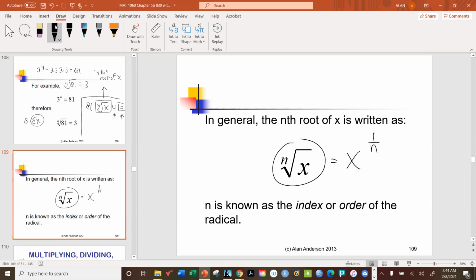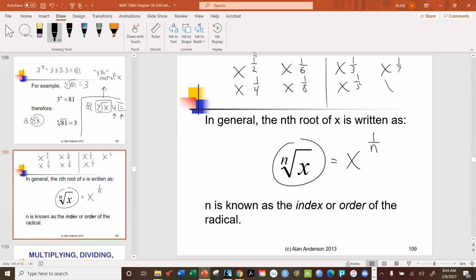And sometimes you hear these given a special name. If you look at the x to the 1/2, x to the 1/4, x to the 1/6, x to the 1/8, you notice how they all have an even value in the denominator. Over here we have x to the 1/3. This is x to the 1/5, x to the 1/7, x to the 1/9. These are collectively known as the even roots. And these are collectively known as the odd roots.